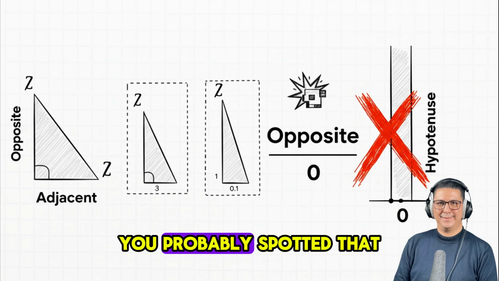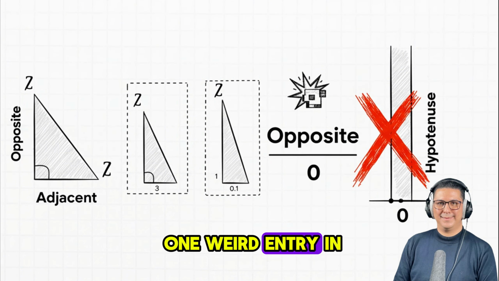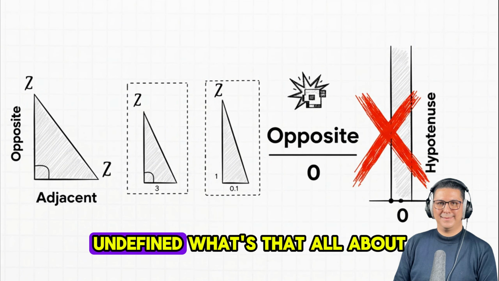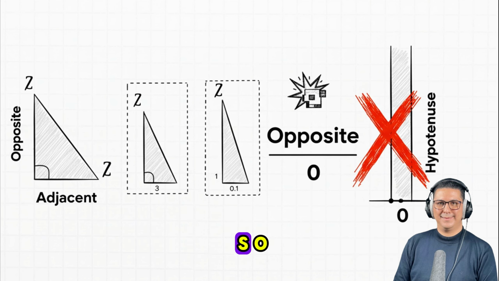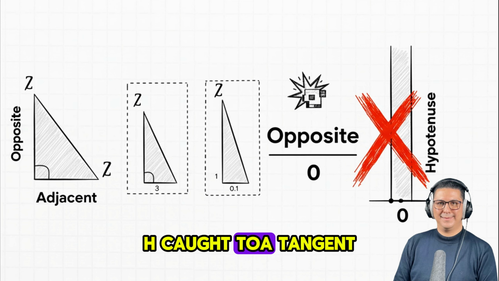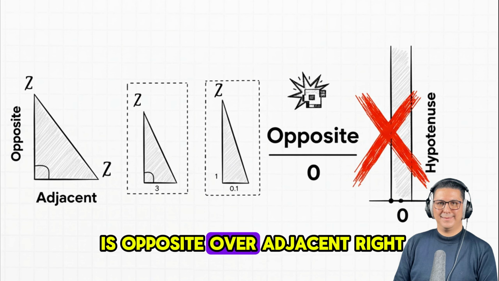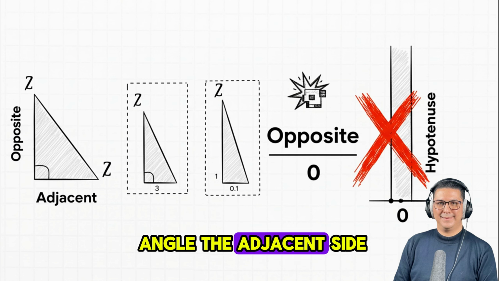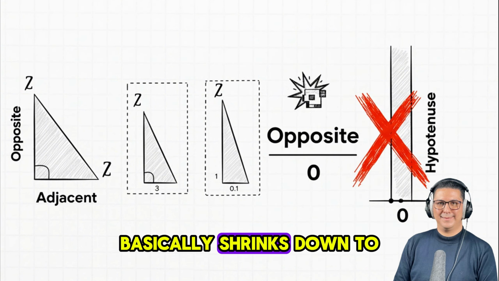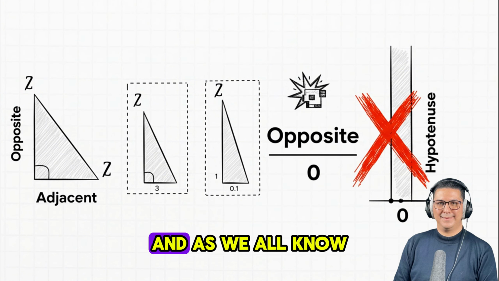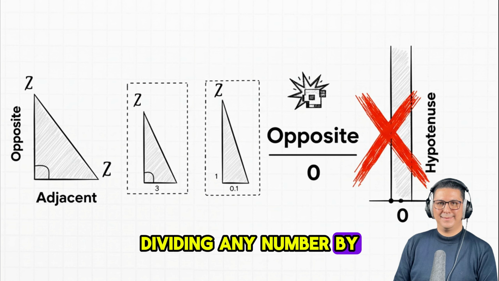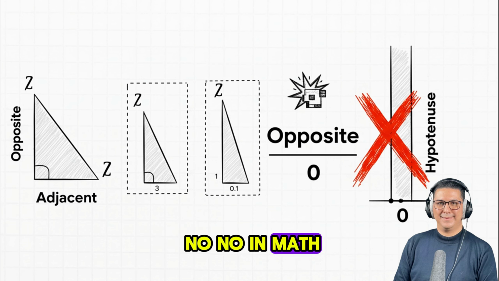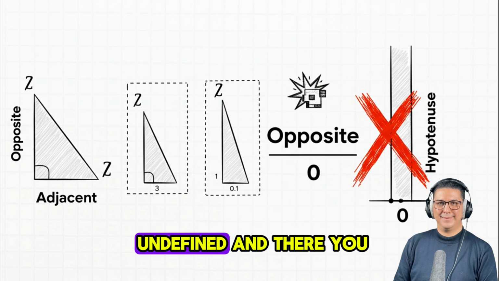Now, you probably spotted that one weird entry in the table, undefined. What's that all about? Well, think back to SOHCAHTOA. Tangent is opposite over adjacent, right? In a 90-degree angle, the adjacent side basically shrinks down to a length of 0. And as we all know, dividing any number by 0 is a huge no-no in math. The universe just doesn't allow it, so we call it undefined.